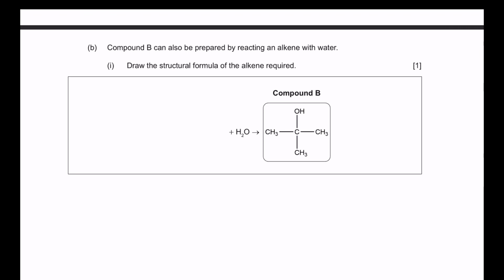The compound B can also be prepared by reacting an alkene with water. The formula of the alkene is again pretty simple. The water molecule is at the center, so you can place the double bond anywhere in the compound and you will get the correct answer. All right, next one. Explain why the reaction produces more of this compound rather than this one.